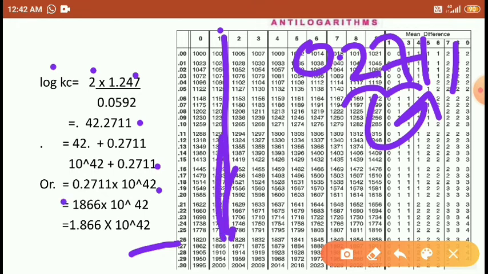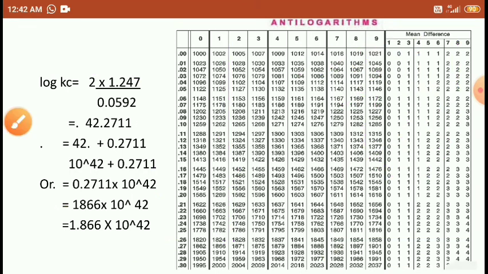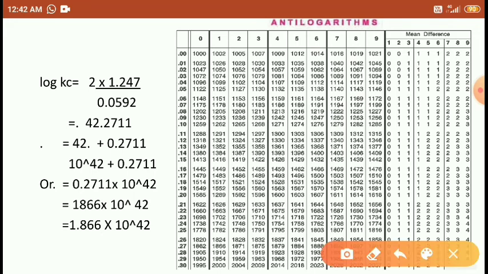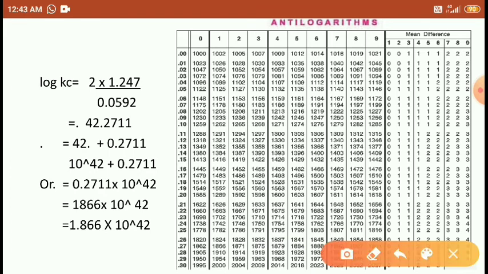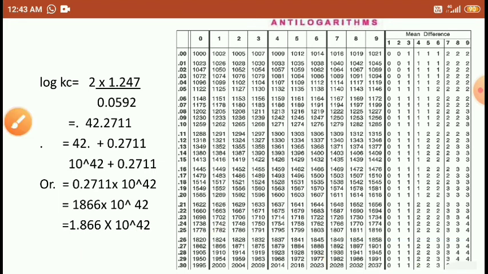So write 1866 here, students. The mean difference is 1, which means we go to the same row for the mean difference of 1. The mean difference gives 0 here. So that is 1866, and the point is placed after the first digit, giving 1.866 into 10 to the power of 42. This is the Kc, that is the equilibrium constant.